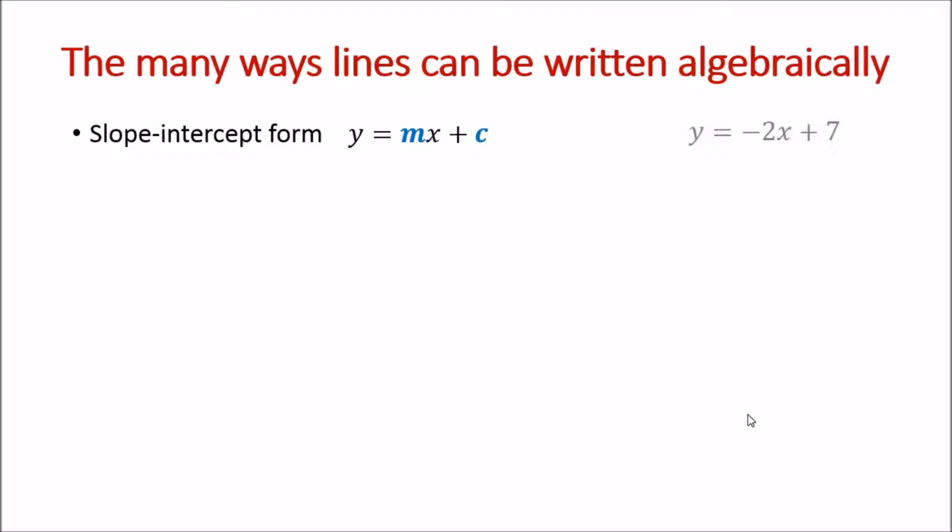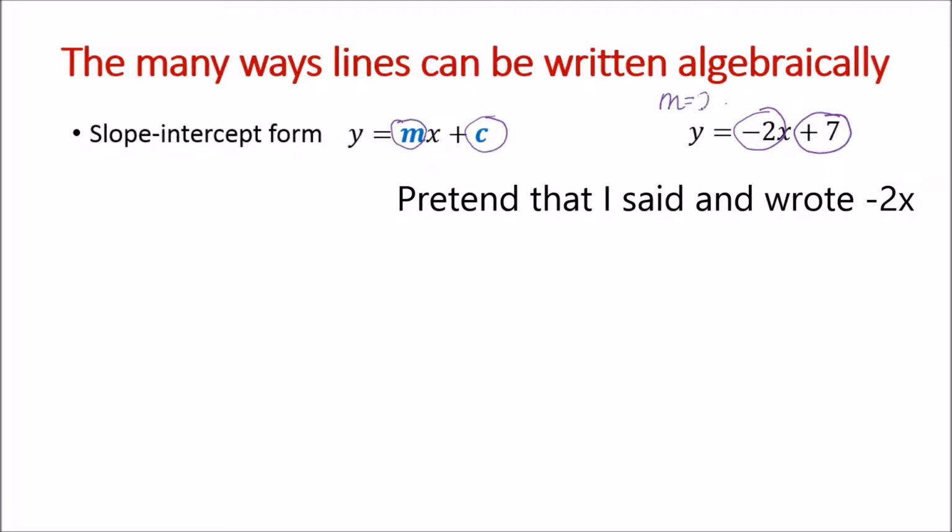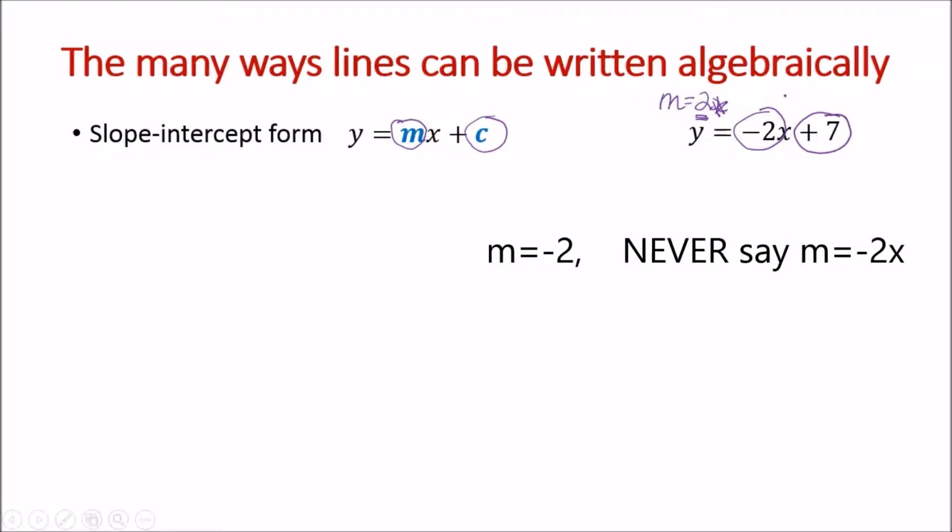So let's see an example of that. We have y equals negative 2x plus 7. So your m here is actually negative 2. So gradient's negative 2, and your y-intercept is positive 7. I don't want to see you ever say that the gradient m is 2x. It's not 2x. M is referring only to the coefficient, the number part in front of the letter x.